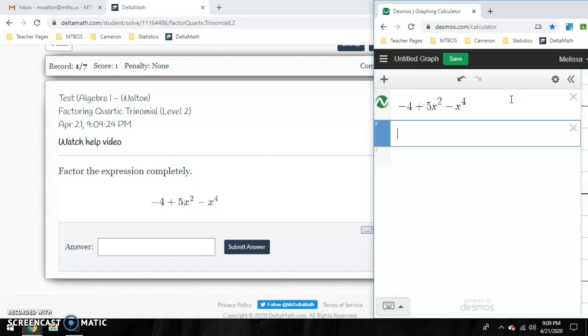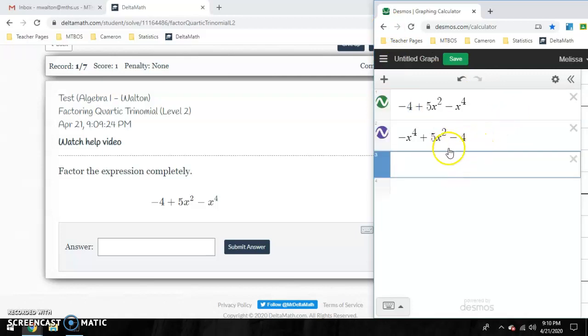I'm going to go ahead and put these in order from our biggest power to our smallest. So our biggest power, I have a negative x to the fourth, negative x to the fourth. My next biggest one is positive 5x squared. And then my last one here is I have a negative 4 out here, so -4.